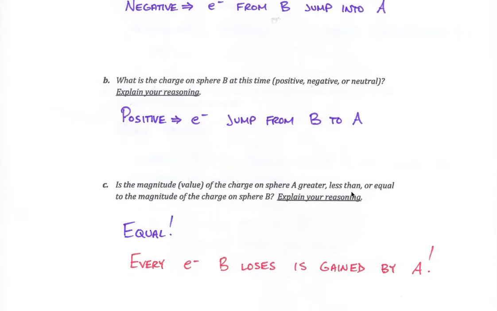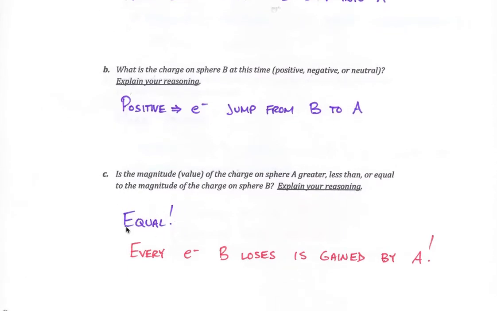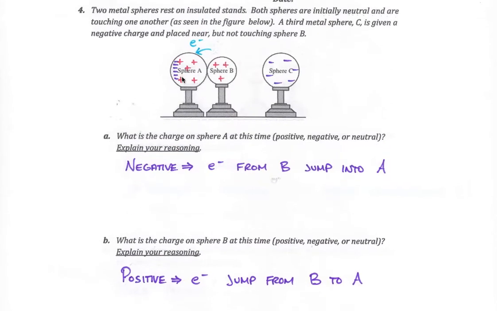Which is why for question C, the magnitude of both must be equal. Granted, they are equal and opposite. A is becoming more negative and B is becoming more positive as electrons transfer. But if A becomes negative 1 coulomb, B must have become positive 1. If A becomes negative 10 coulombs, B must become positive 10 coulombs.